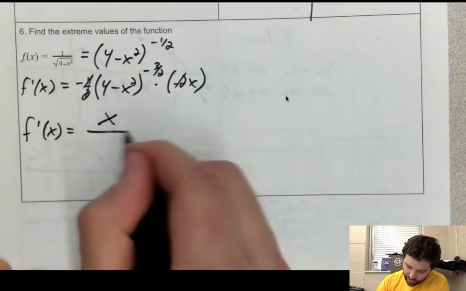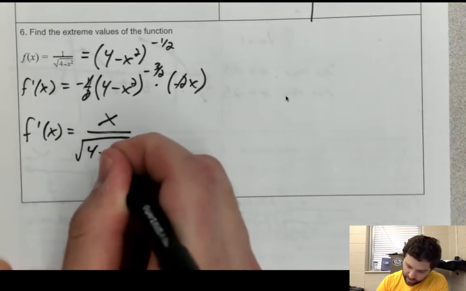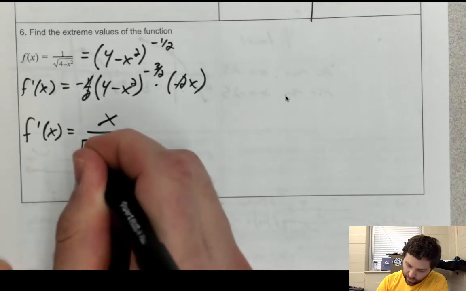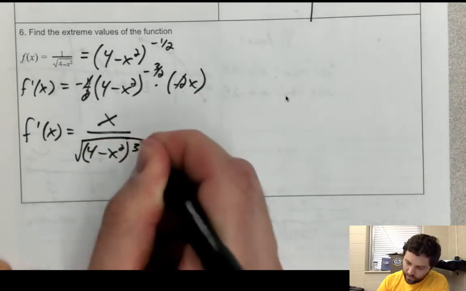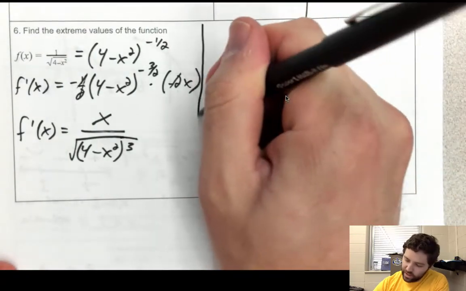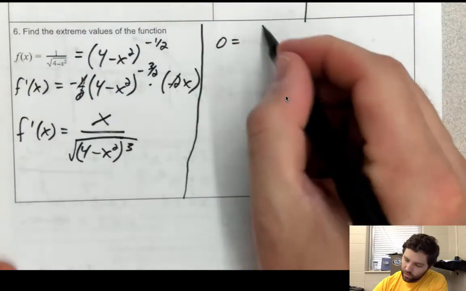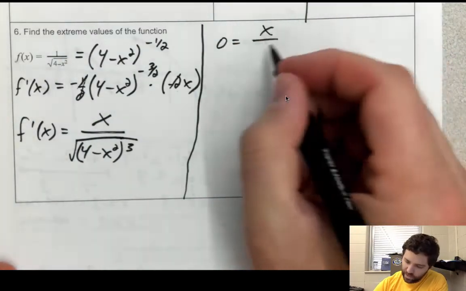X divided by the square root of 4 minus x squared, cubed. I should have left more space for this, but I had the space. Okay. Now we're going to do some analysis. When is this thing equal to 0? Well, let's check. Set it equal to 0 and solve.